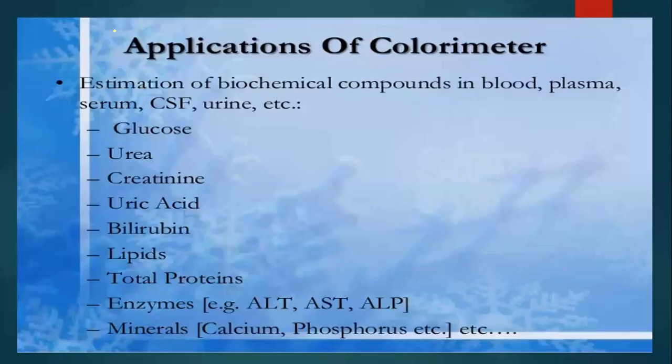So now we are going to see the applications of colorimeter. As we have studied, there are two types of colorimeter: one is single beam and the other is double beam colorimeter. Double beam colorimeter is quite convenient for use. Colorimeters are used in the visible region, as we have seen during the last lecture. So where can these colorimeters be used? It has a large number of applications.